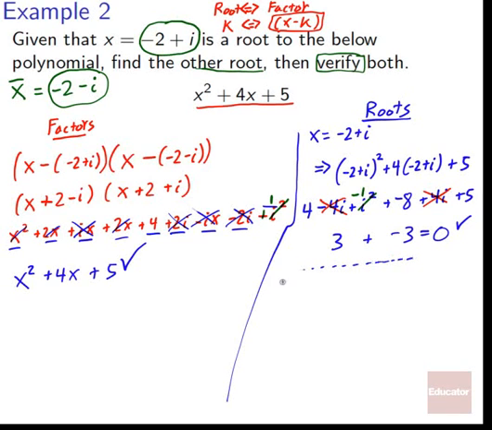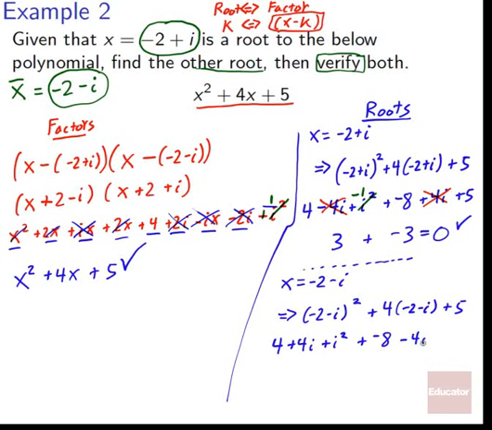The other one, let's plug in x equals negative 2 minus i. We plug that one in: negative 2 minus i squared plus 4 times negative 2 minus i plus 5. Negative 2 times negative 2 is positive 4, negative 2 on negative i gets us plus 4i, negative i on negative i gets us plus i squared, plus negative 8 minus 4i plus 5. So we've got a positive 4i here, negative 4i here, they eliminate each other. We've got this i squared, it becomes negative 1. So 4 and negative 1 gets us 3, negative 8 and 5 gets us negative 3, which once again equals 0, so they're both roots.